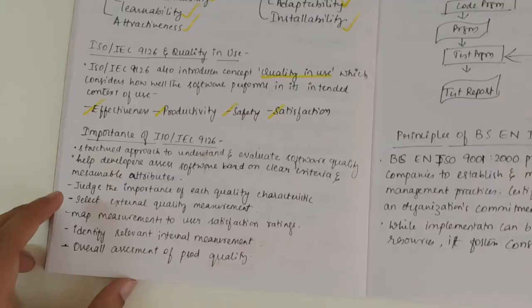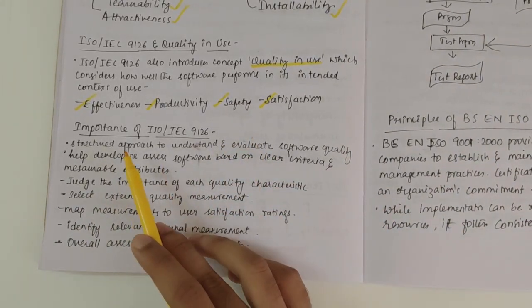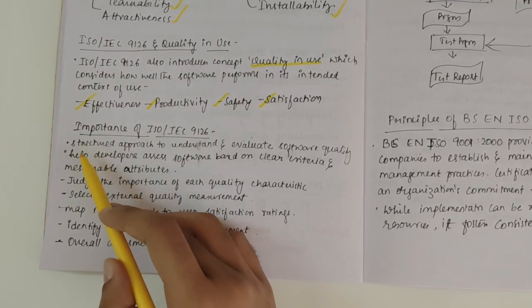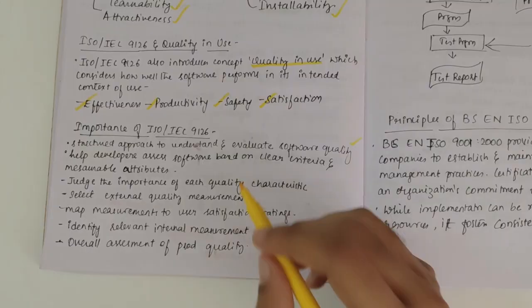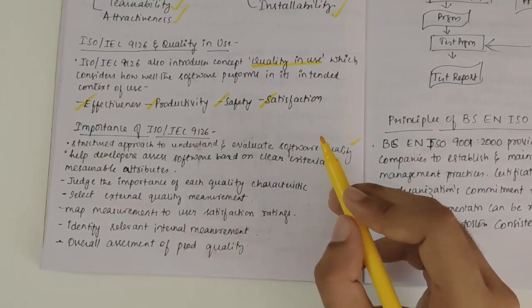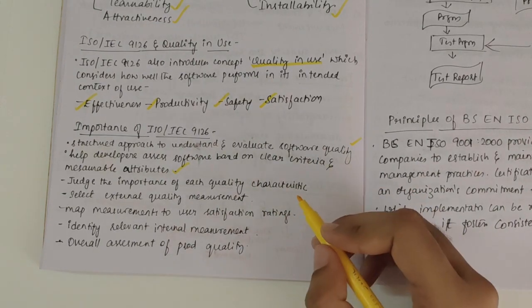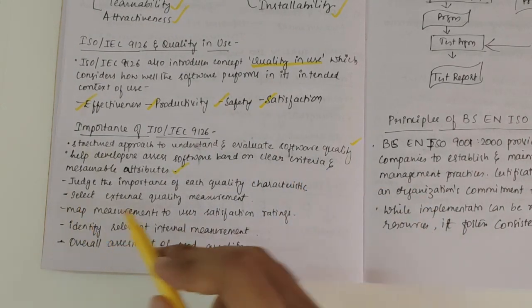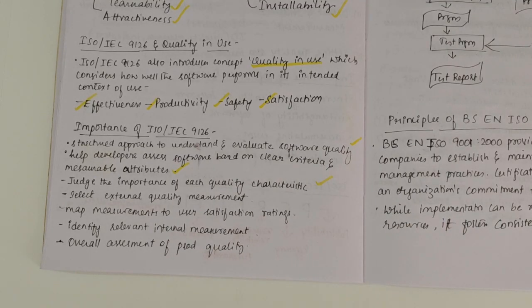Then we have the importance of ISO IEC 9126. ISO IEC 9126 is a structured approach to understand and evaluate software quality. That is the first point. It helps developers assess software based on clear criteria and measurable attributes. Along with this, we also have points like judging the importance of each quality characteristic. By making use of this approach, we can judge the importance of each quality characteristic.